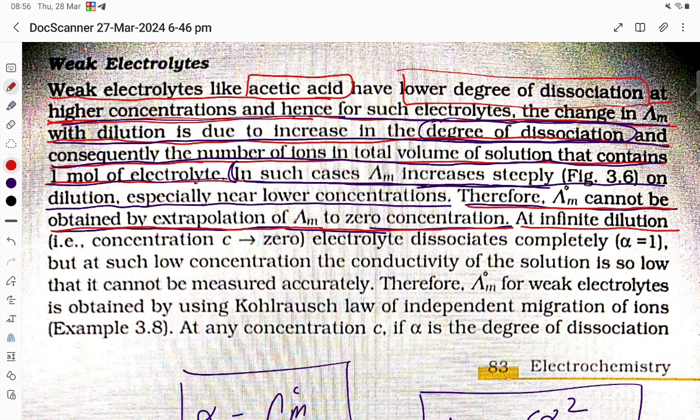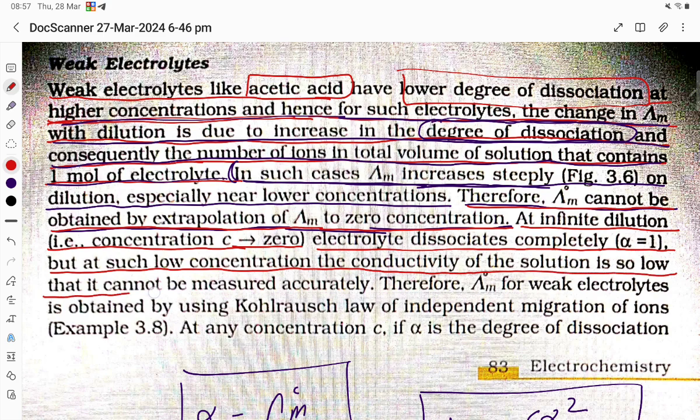At infinite dilution, that is concentration C tending to 0, the electrolyte dissociates completely, alpha equal to 1. But at such low concentration, the conductivity of the solution is so low that it cannot be measured accurately. Therefore, lambda m naught for a weak electrolyte is obtained by using Kohlrausch's law of independent migration of ions.